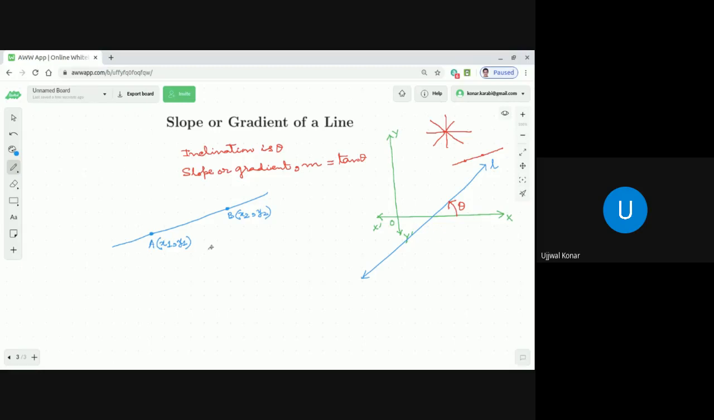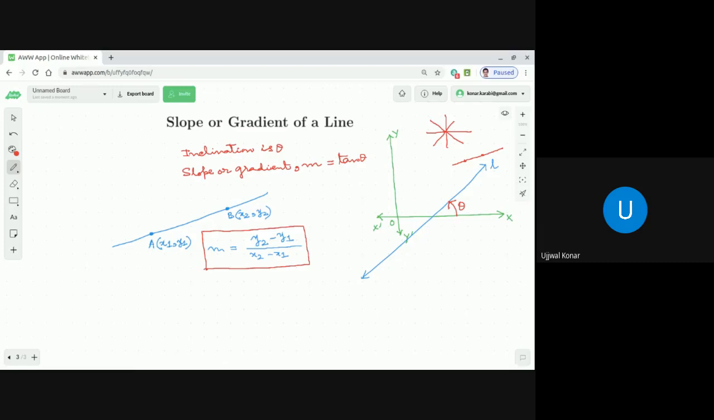How? The gradient m is equal to y2 minus y1, that is the difference of their y coordinates, divided by x2 minus x1, that is the difference of their x coordinates. So this is the way we find the gradient of a line when the coordinates of the 2 points on the line are given. And we can derive it also.